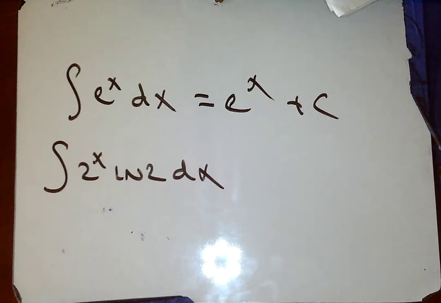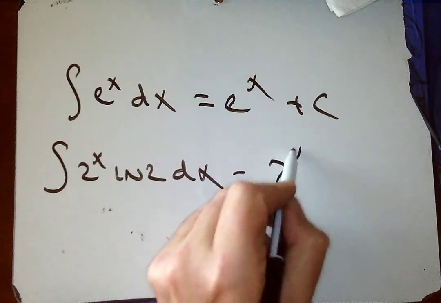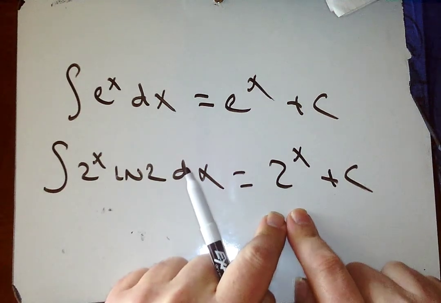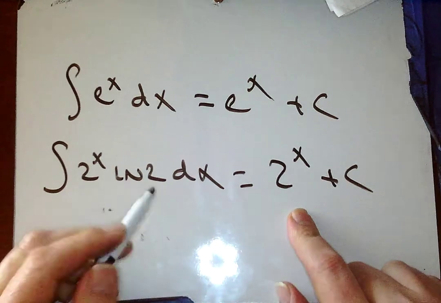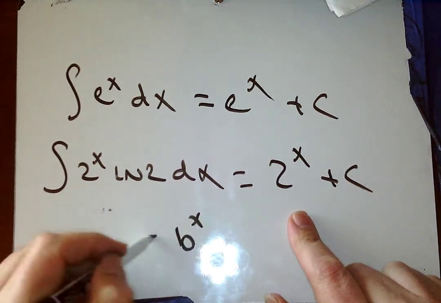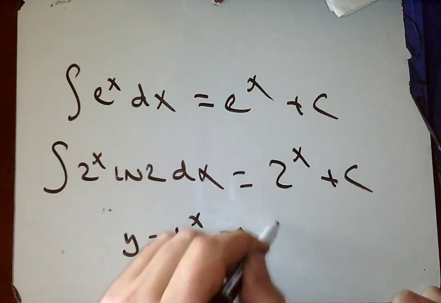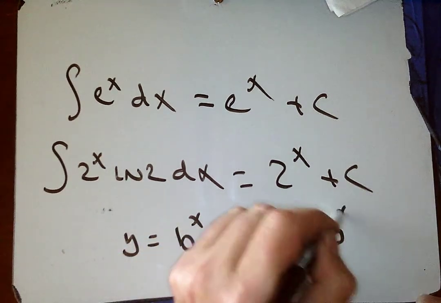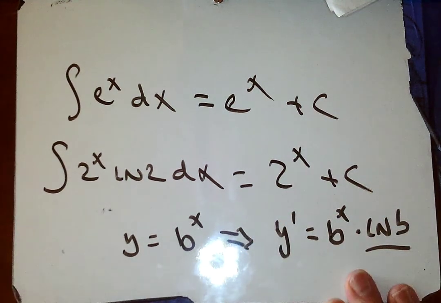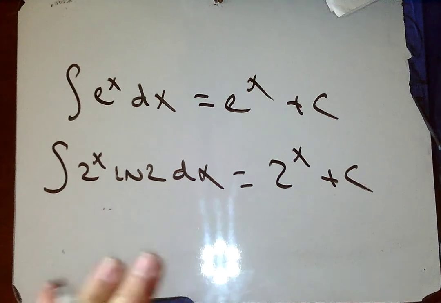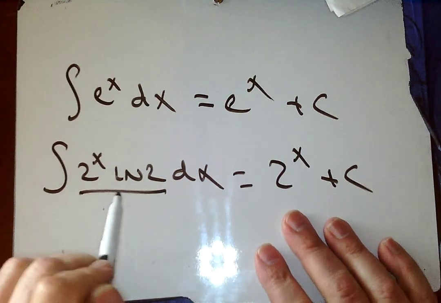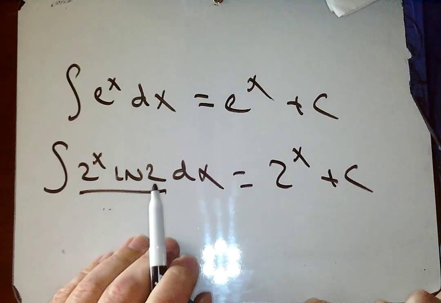5, 4, yes, this fast. 3, 2, 1. And you should know that as 2 to the x plus c, because remember, the derivative of 2 to the x is 2 to the x ln of 2, or the derivative of b to the x is b to the x ln of b. Right? You need to know this. You knew it last semester. So get that knowledge back. This is whose derivative? Whose derivative is that? It's 2 to the x's derivative.